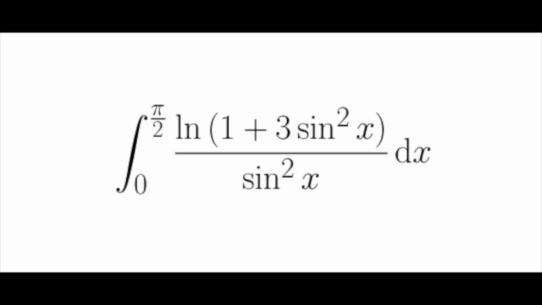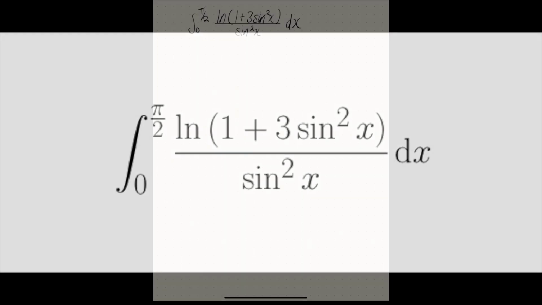So in this video, we'll be integrating ln of 1 plus 3 sine squared of x over sine squared of x from 0 to pi over 2 using Feynman's trick. If you don't know the trick, you can read about it online and then come back to watch the video. With that said, let's begin.